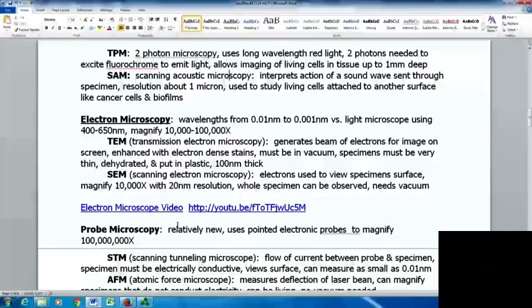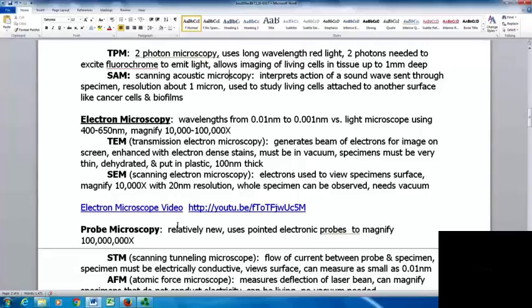Electron microscopy. Here the wavelengths are going to range from 0.01 nanometers to 0.001 nanometers versus the light microscope using wavelengths of 400 to 650 nanometers. That allows us to magnify the image between 10,000 and 100,000 times. There's two main types of these microscopes.